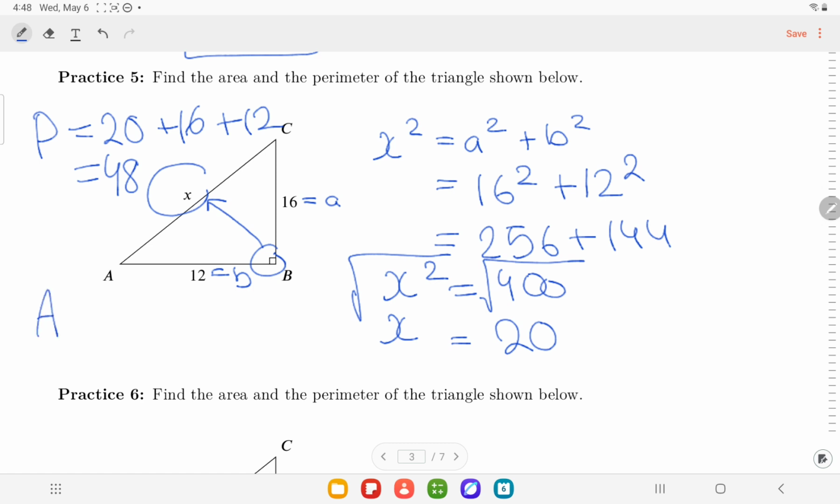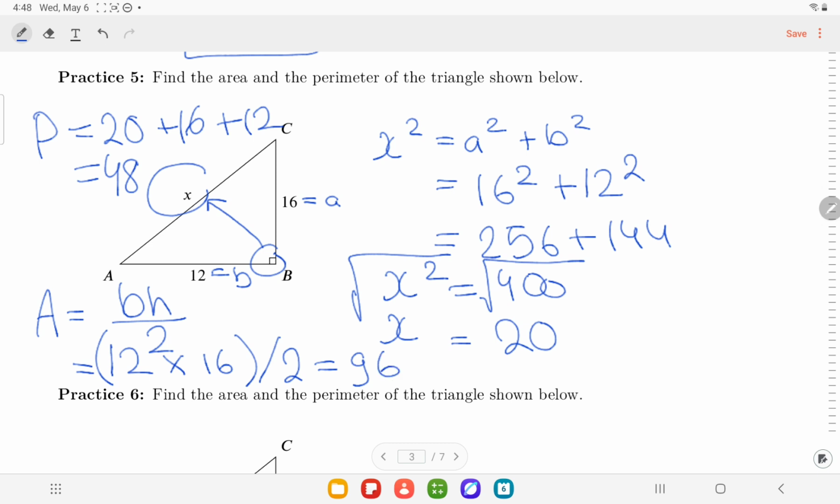And then our area is going to be base times height over 2. So our base is 12 and our height is 16, divided by 2, which is 96. So for the area, we didn't need to know the length of x, but to find the perimeter, we do need to know that length.